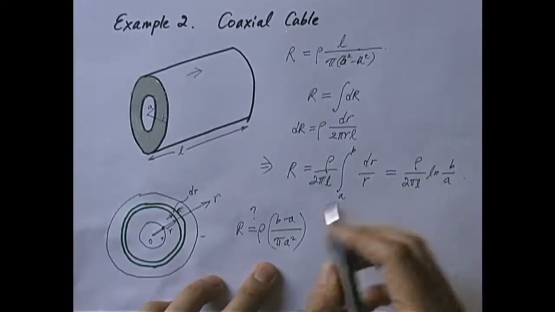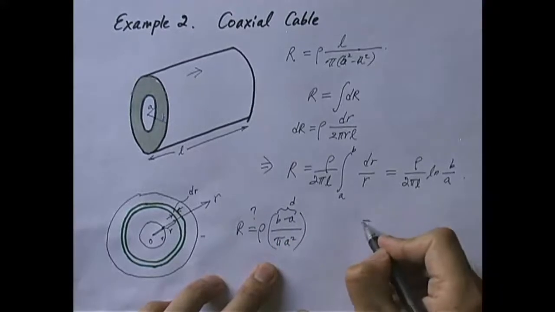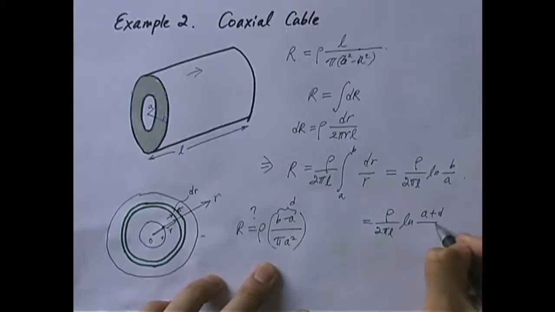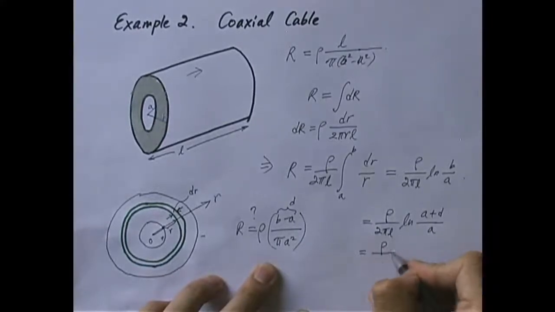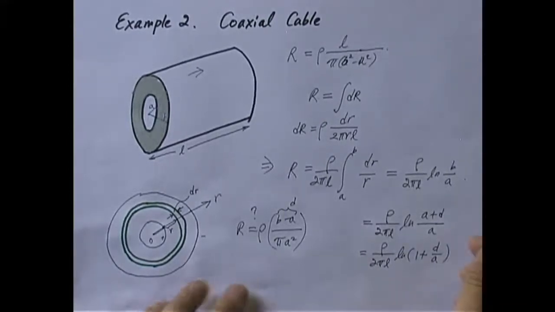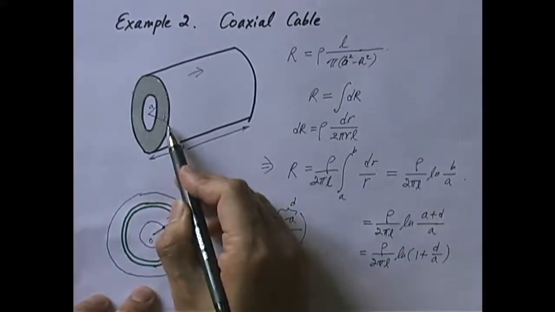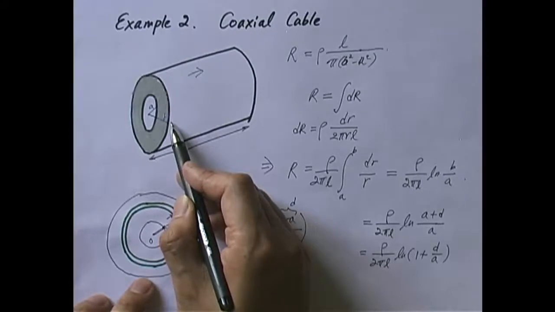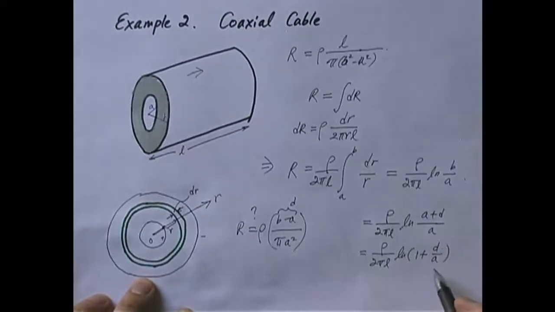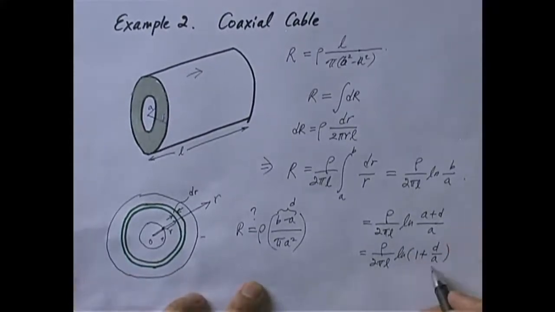Now, b minus a, we call it d. So therefore I can write this as rho over 2 pi L natural log of a plus d over a, since b is a plus d, and that is rho over 2 pi L natural log of 1 plus d over a. Now remember, d is the thickness between here and there, which in our case is regarded to be very thin, in other words, far less than a. So the quantity d over a is very close to 0. So we call this x. So it's natural log of 1 plus x, x being very close to 0. When x is almost equal to 0, what do you get? Don't you just get x, right?